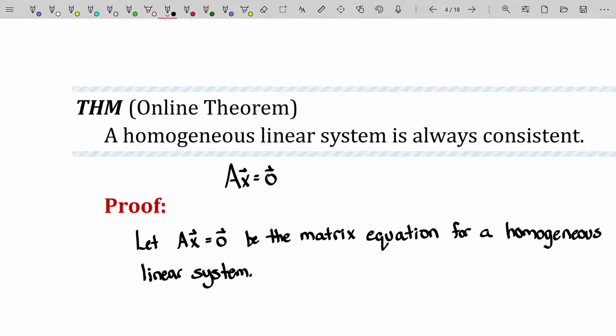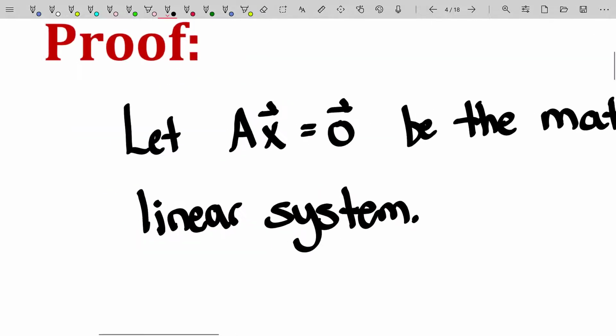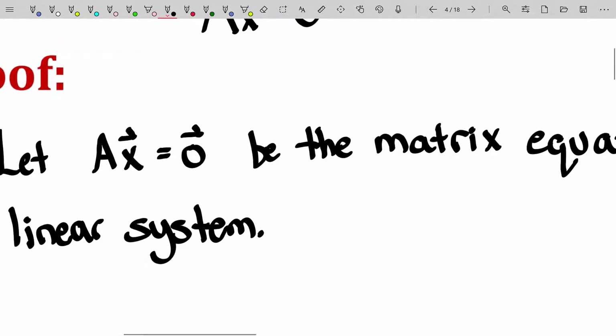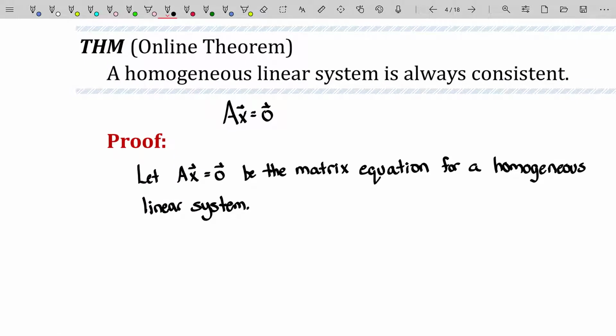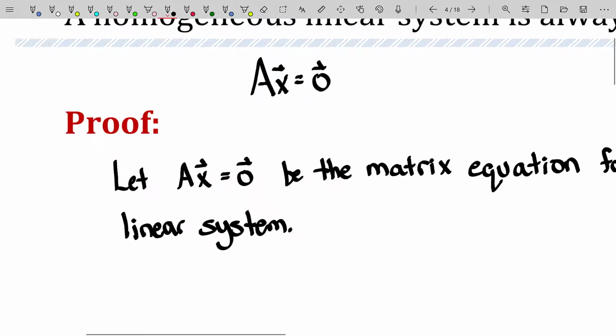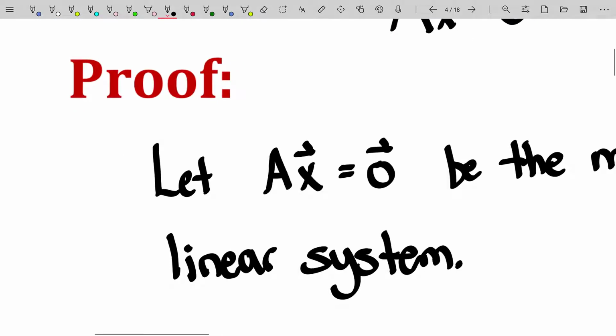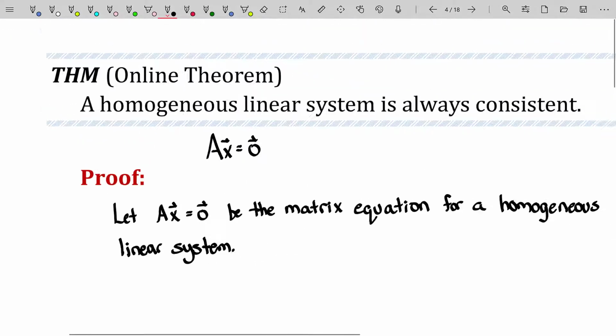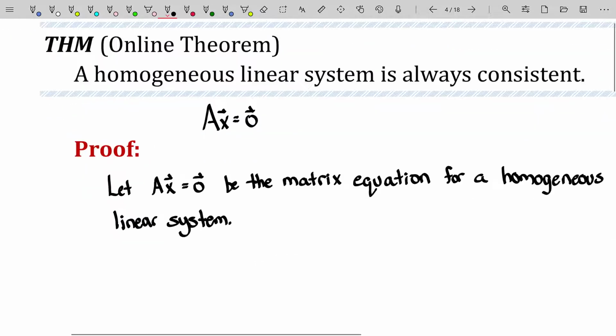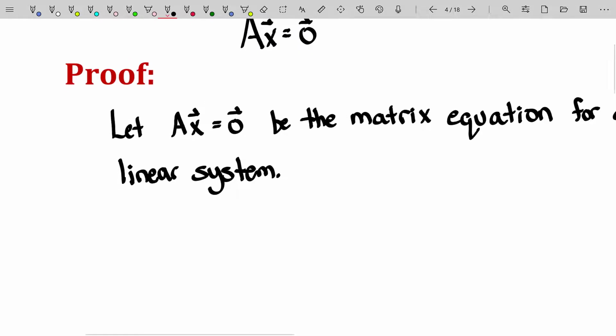We'll start our proof with the statement that we're going to let AX equals 0 be the matrix equation for a homogeneous linear system. It's kind of a given, actually, if you write AX equals 0 like that, the matrix being A, and we have a solution vector X and a right-hand side vector 0. And what we want to showcase is that it has a solution, and this is going to be very fast.